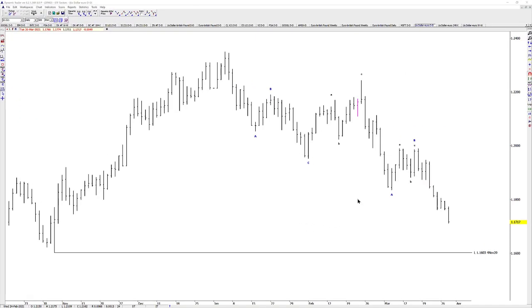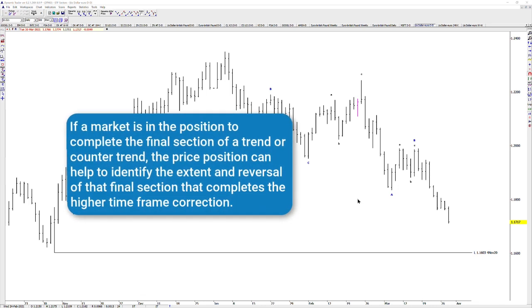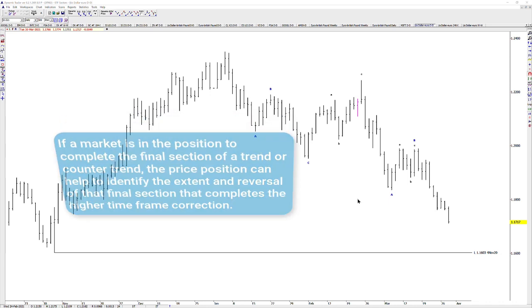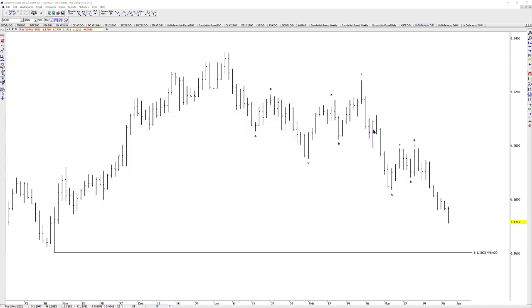Let's look at one more example, an unusual type of situation, but where it becomes clear when a market is potentially in the final section of a correction or a trend, either one, how we can use price projections to help us identify the end of that final section, of the subdivisions of the final section, which has the potential to complete a much higher time frame. So this is daily data of the euro dollar.